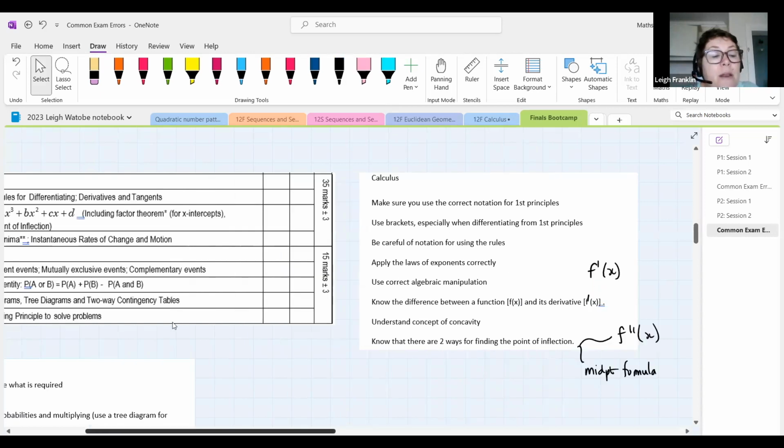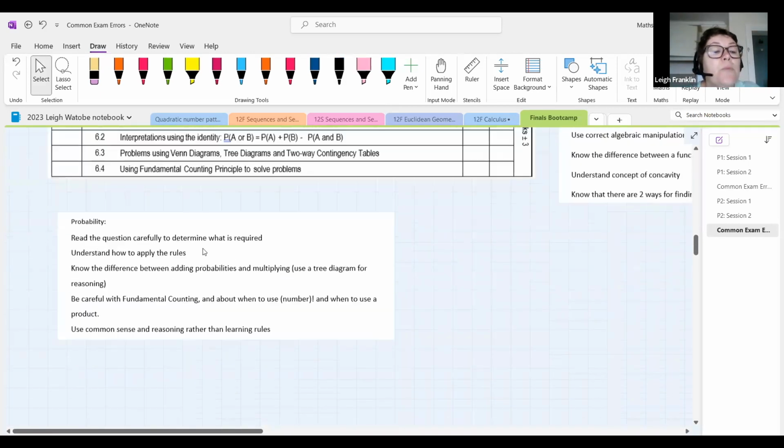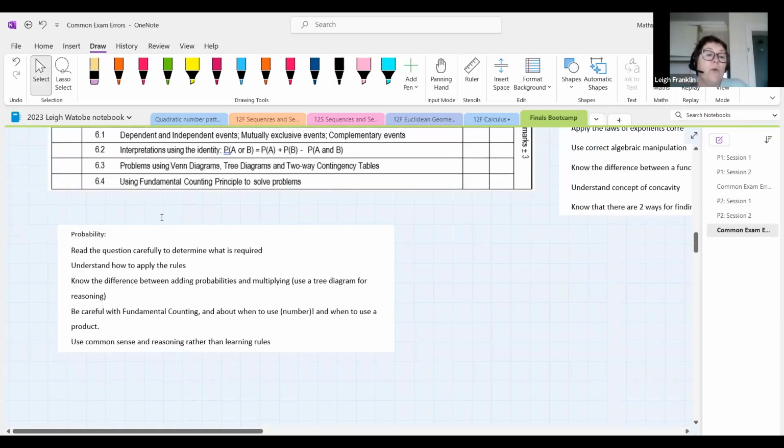The other thing that I wanted to give you some little hints on was probability. So read the question carefully to determine what is required. Understand how to apply the rules. Know the difference between adding probabilities or when you are multiplying. And then be careful with FCP. And it's better to use reason and logic rather than learning rules.